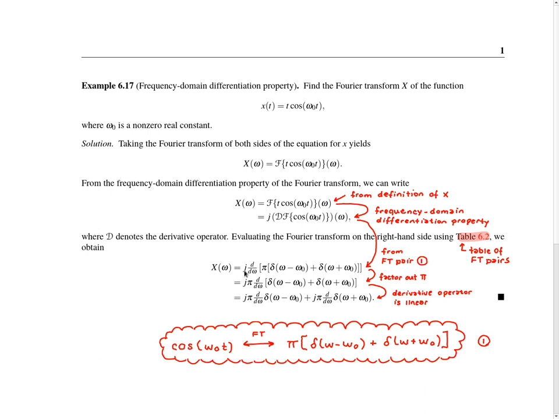So this is why we have this j here on this line and this d by d omega. We can then pull the pi out of the derivative operation to yield the next line. And then finally we can interchange the order of the derivative and the sum using the linearity of the derivative operator to obtain our final answer, which is on the next line. In other words, this particular expression here. So we found big X of omega is equal to this right-hand side expression.